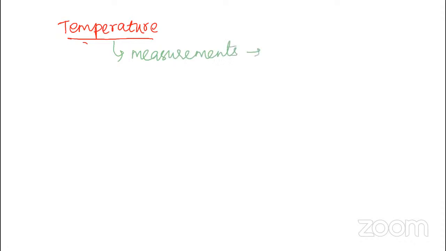For temperature measurements we are using thermometers. In thermometers we are taking the reading, that is Celsius and Fahrenheit. So in thermometers we have the options of Celsius readings as well as Fahrenheit readings.